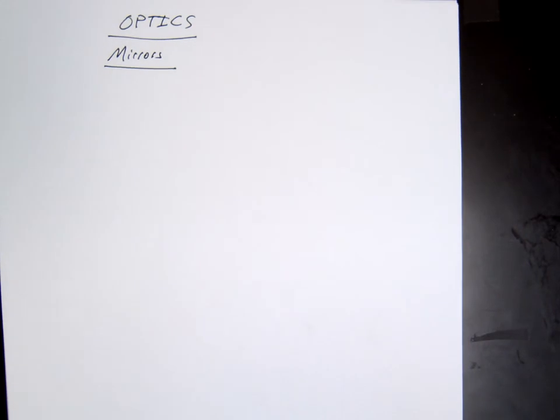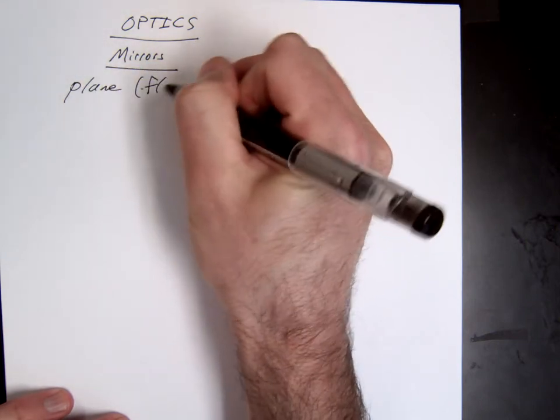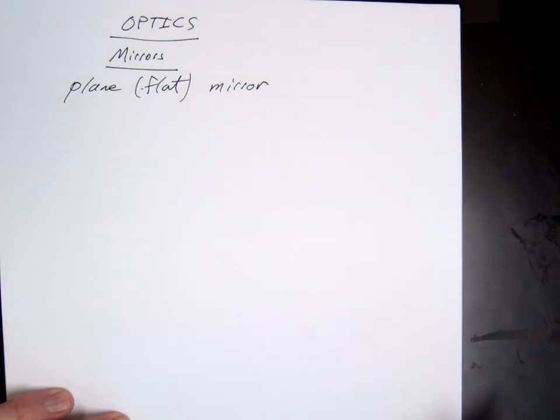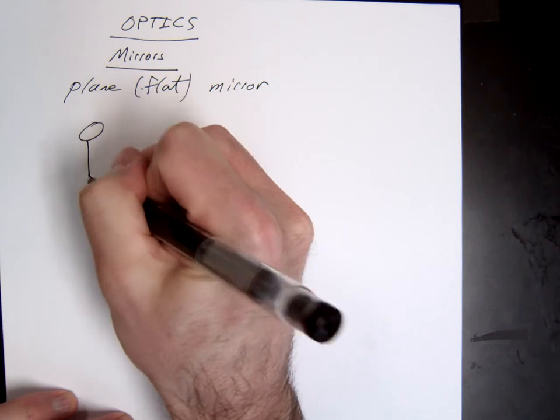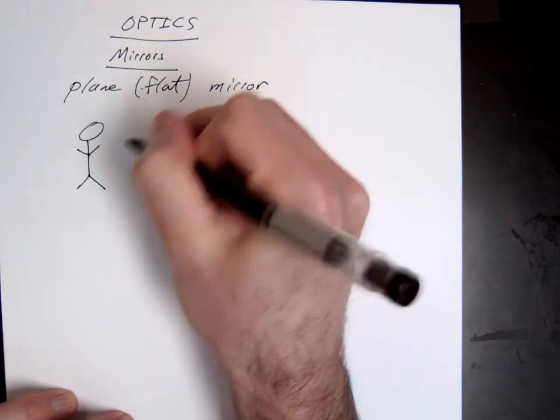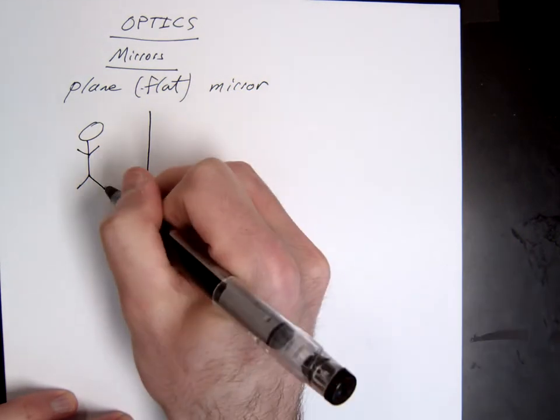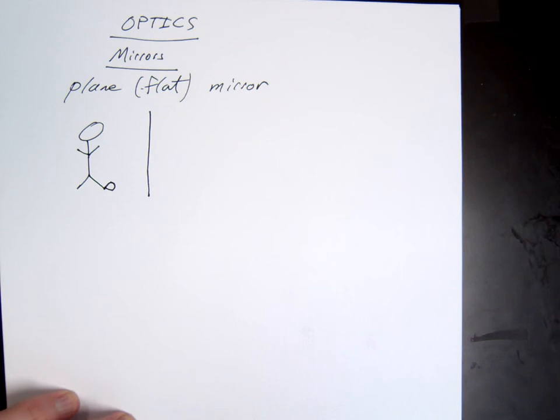So we're going to start with the simple type of mirror, which is the plane mirror, or flat mirror. These would be your standard mirrors that you have. Let's say you're right here and you're looking at yourself, or more specifically, you're looking at your shoe in the mirror. Now there's two ways you can see the shoe.